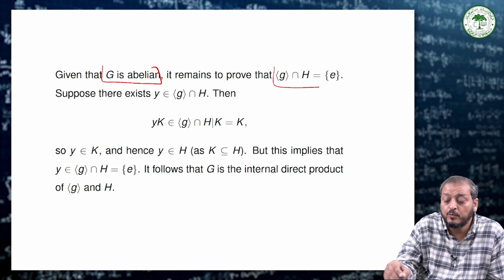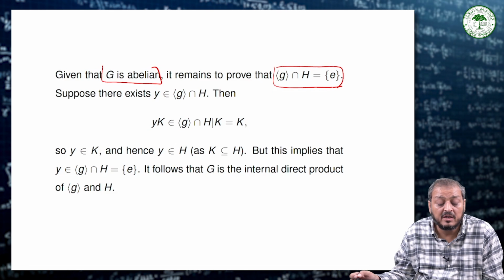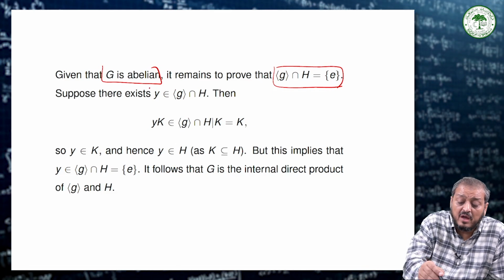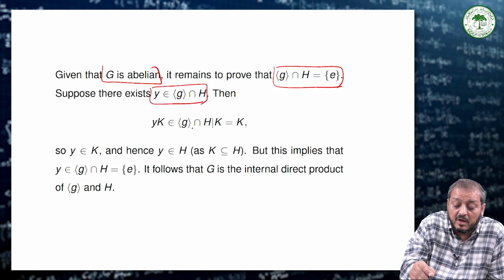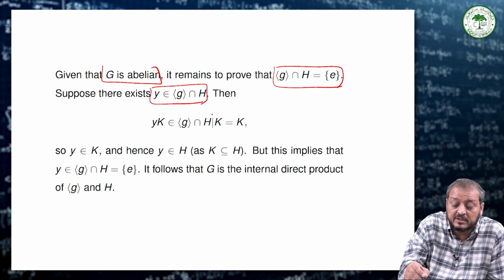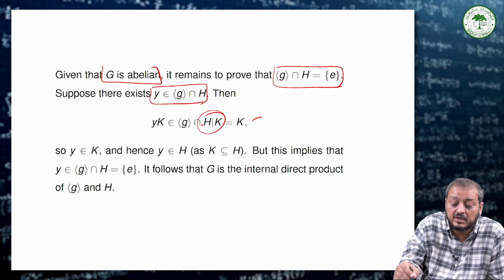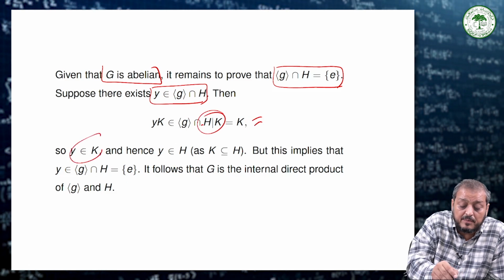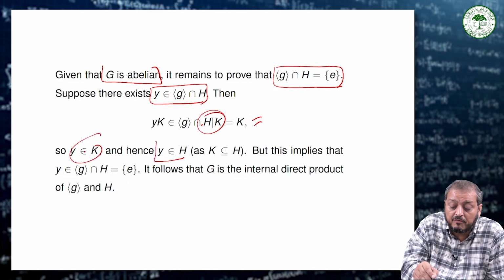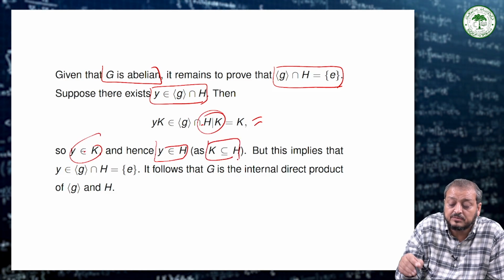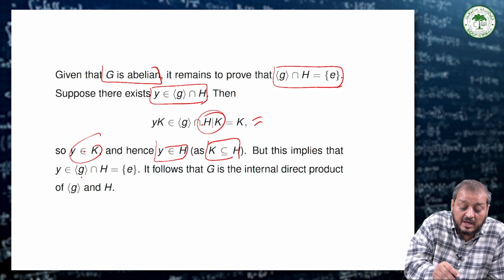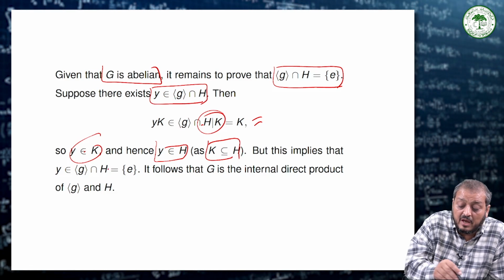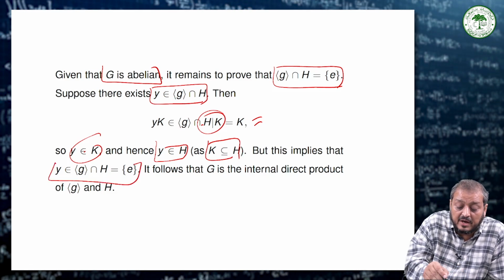It remains to prove that this is equal to the identity. If we take y as an element of this intersection, then yK is an element of this intersection of the quotient group, which is equal to K. So, y is an element of ⟨g⟩K and y is an element of ⟨g⟩H, as K is a subset of H. So, by this implication y is an element of H intersection K, and that is nothing but equal to the identity.